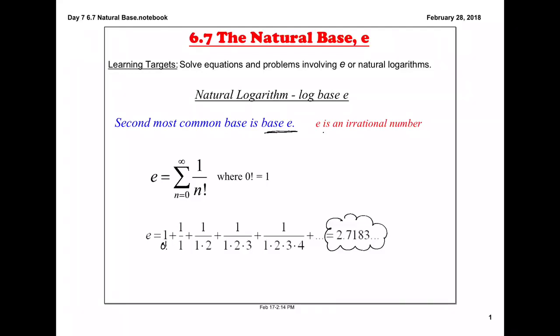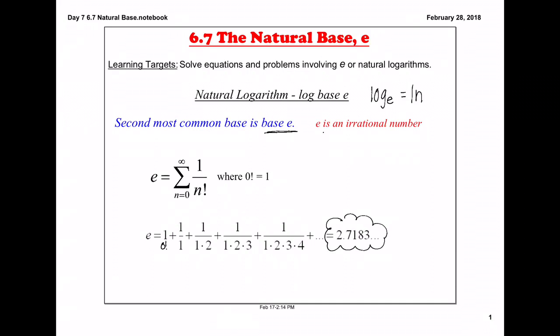Unit 6, Day 7, the natural base e. Today you will solve equations and problems involving e or natural logarithms. A natural logarithm is a log with a base of e, and we write it log base e, and we can say that equals a natural log, which is written ln. The second most common base is e.